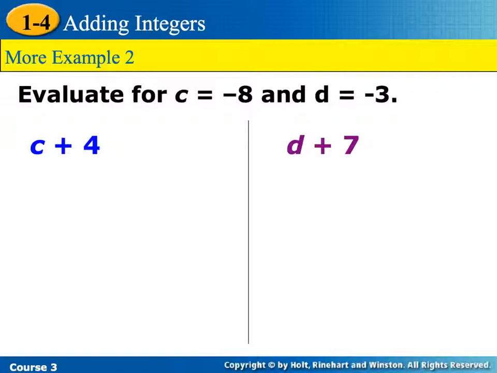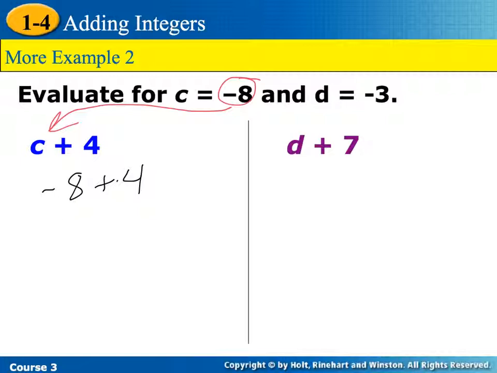All right. So looking at this, again, evaluating for c is equal to 8, I take this -8 and I plug it in. So I get -8 plus 4. That looks like one of those and symbols. -8 plus 4. Okay? Are the signs the same?